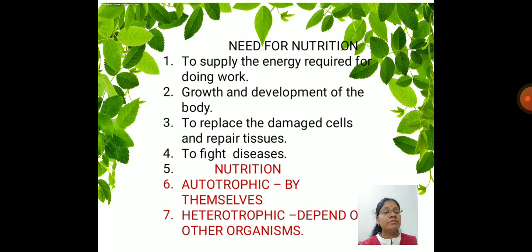Autotrophic, as the word auto itself says, means those organisms prepare their food by themselves. This is called autotrophic nutrition. For example, plants. Plants can produce, and they prepare the food by themselves. Do you agree with me? Plants are autotrophs. Because why? They produce the food by themselves.